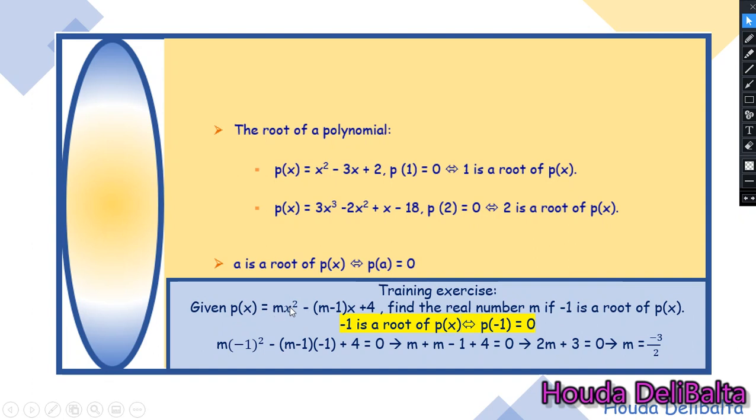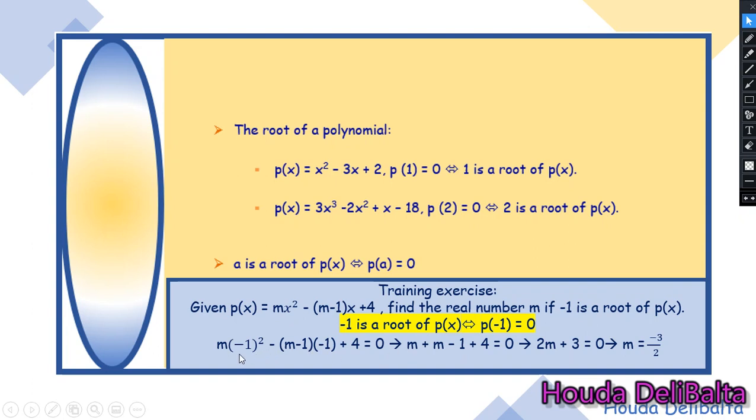Given p of x equals m into x squared minus m minus 1 times x plus 4. Notice that besides the variable, there is a missing real number, m, that I'm going to find, given that minus 1 is a root of p of x. Here is the rule: minus 1 is a root of p of x, equivalent to p of minus 1 equals 0. All that I have to do is to replace x by minus 1. So m times minus 1 squared, here we have multiplication, minus m minus 1 into minus 1. I'm just replacing x by minus 1, and plus 4 equals 0.